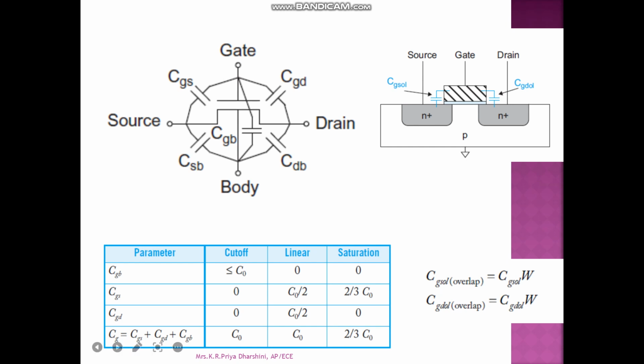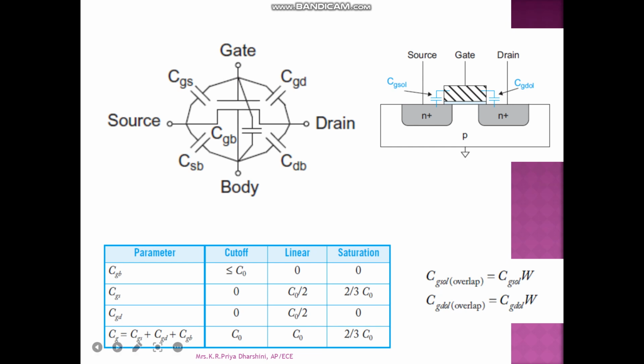And for gate capacitance, all these three capacitances have to be summed up, that is CGS plus CGD plus CGB. For the cutoff region, it should be equal to C naught, and for the linear region, it is the same, and for the saturation region, it should be two-thirds of C naught.